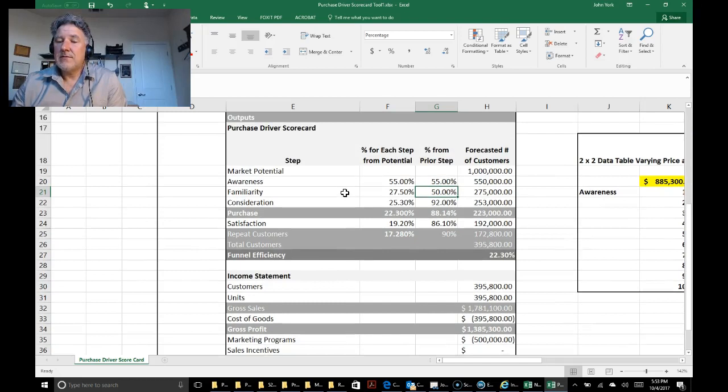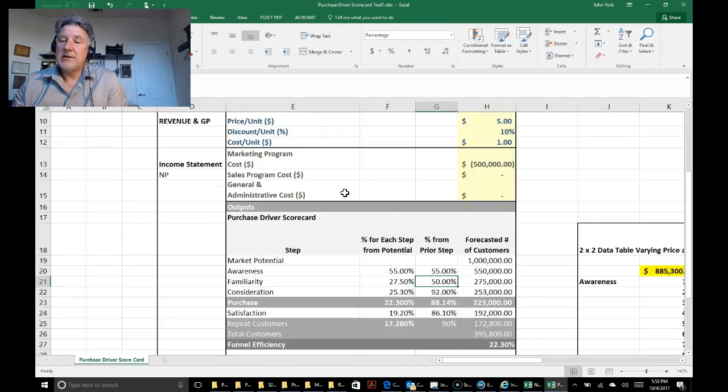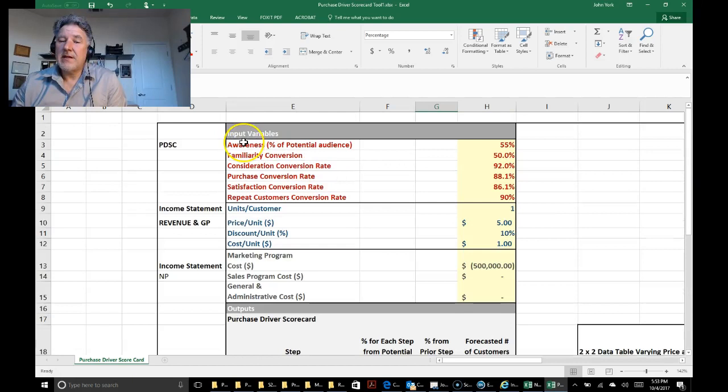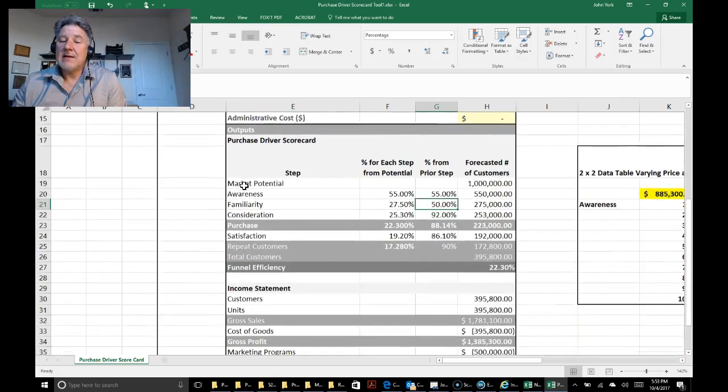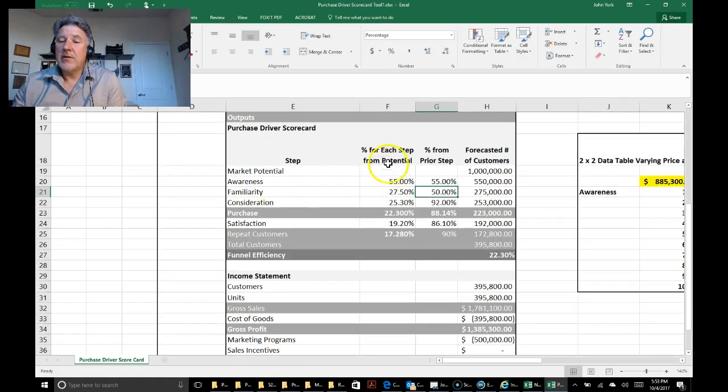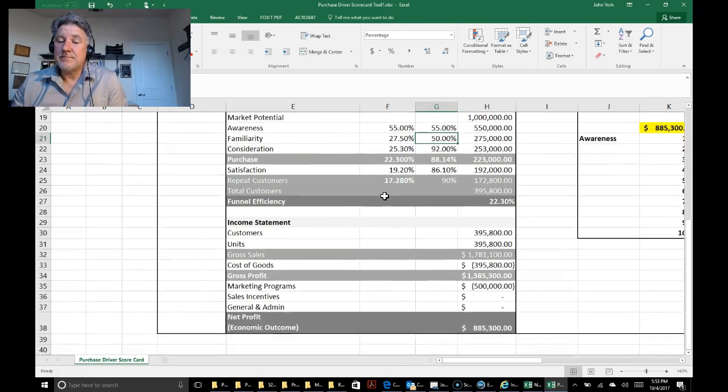I'll come back to this in just a second after I finish the income statement, because what I am discussing in this model is the model that specifically has data in your cases that have conversion, not necessarily having what we call percentage from each step, but there's a very easy way of converting that.